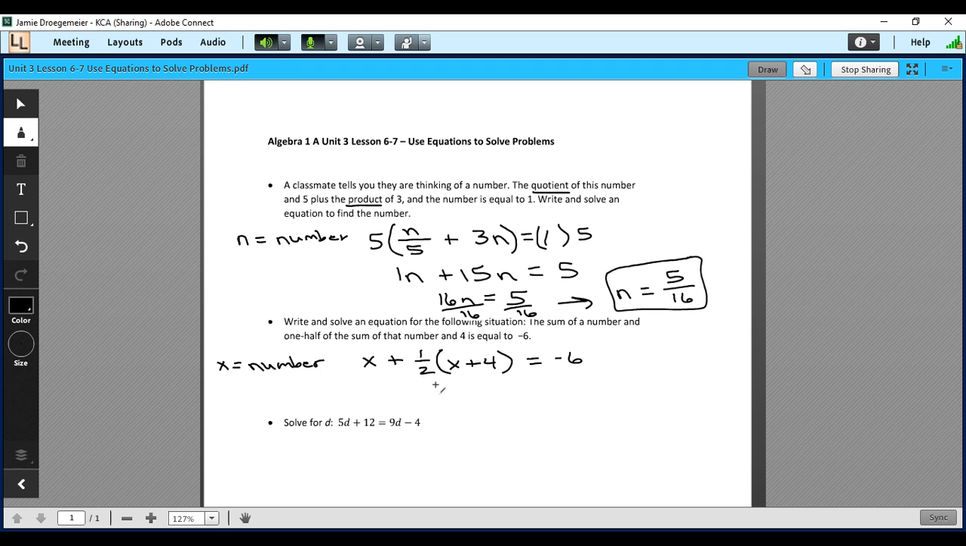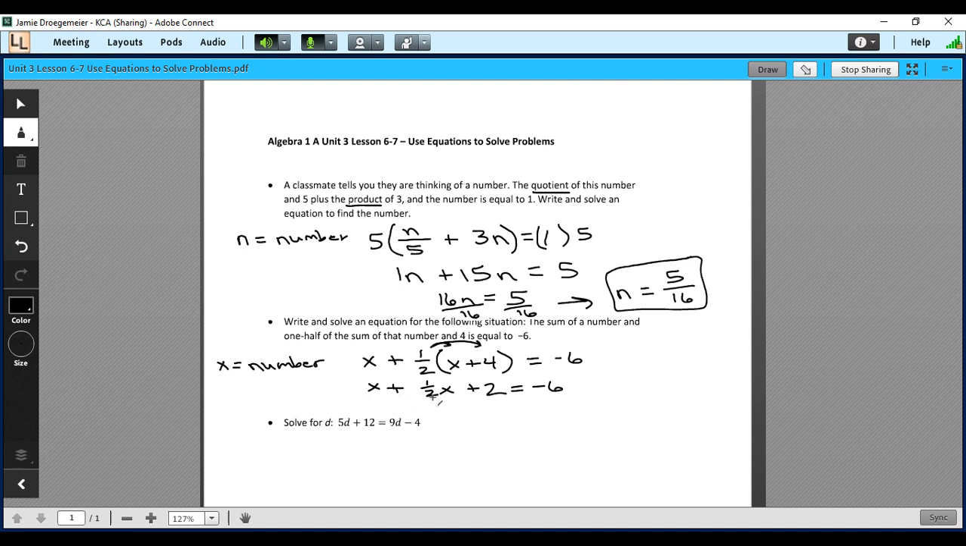And so to solve for x, I want to get those variables by themselves. Right now I have it in two places. I would start by distributing my 1/2 here. So I've got 1/2 times x, which is 1/2 x. And I have 1/2 times 4. 1/2 of 4 is 2.